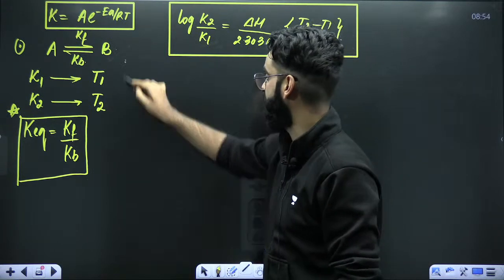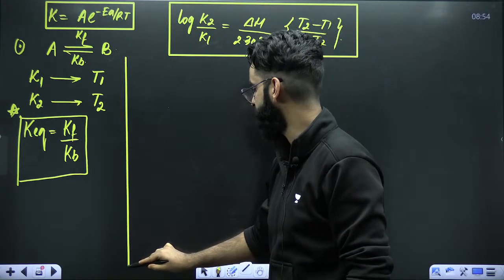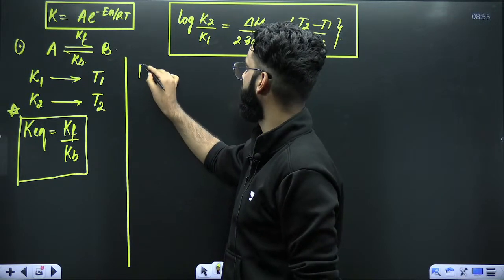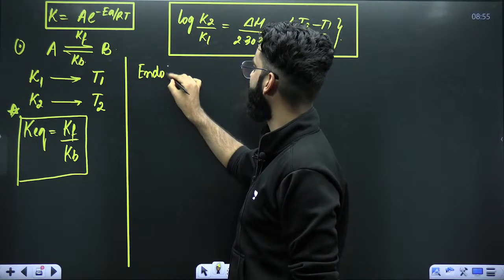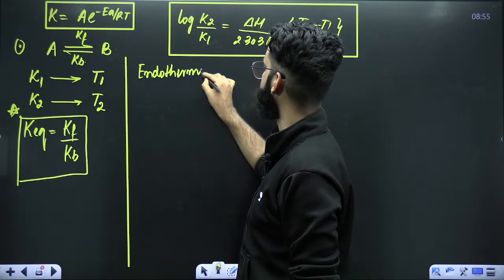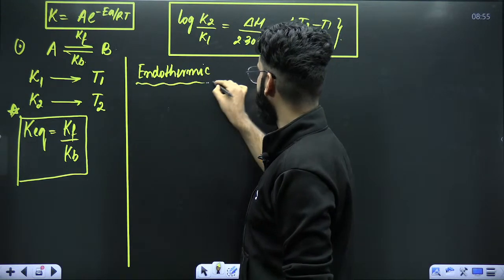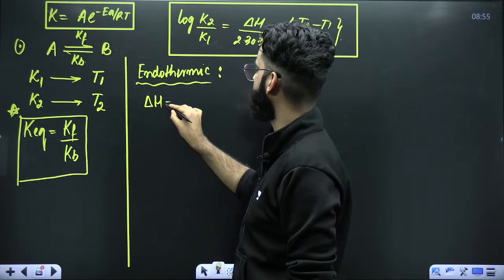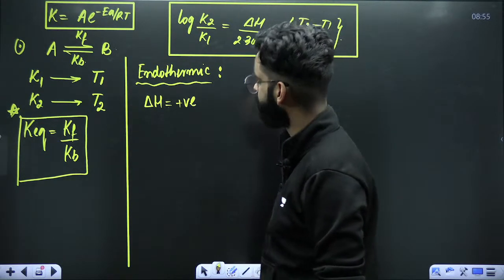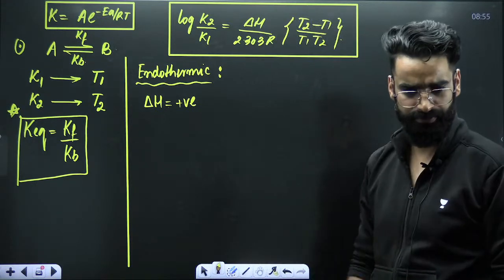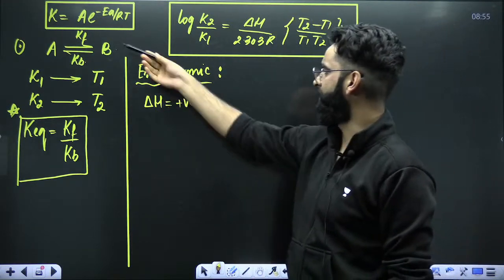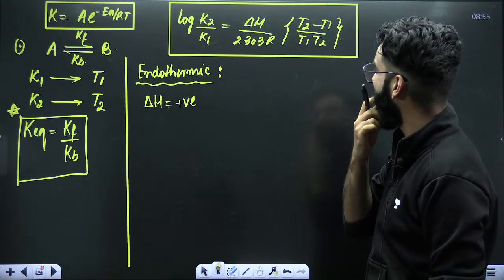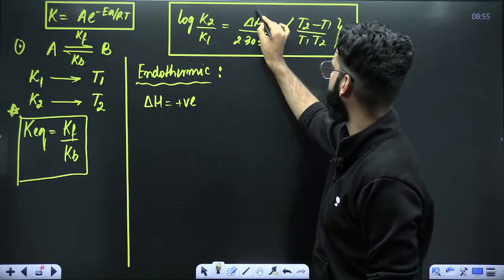What are the important points? Imagine that this particular reaction is endothermic in nature. If this particular reaction is endothermic in nature, that means its delta H has to be positive. Now guys, understand. Delta H for the reaction is positive.